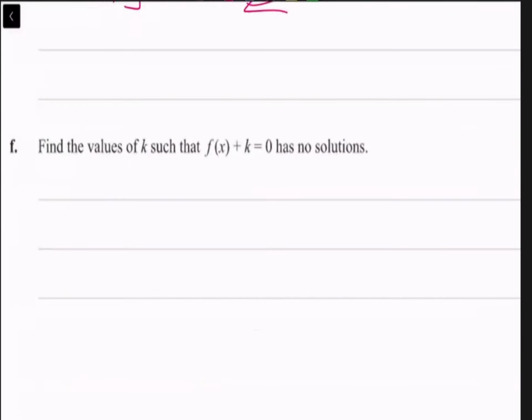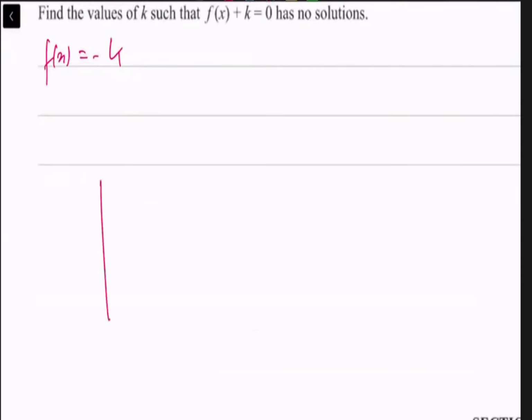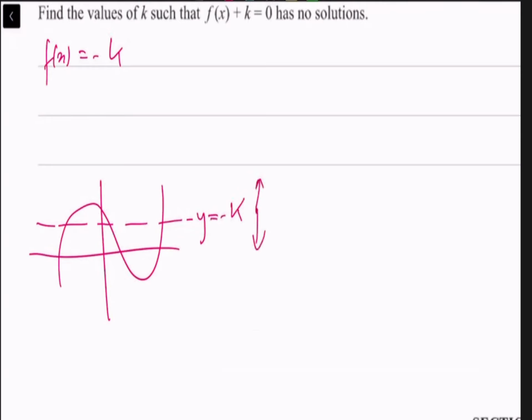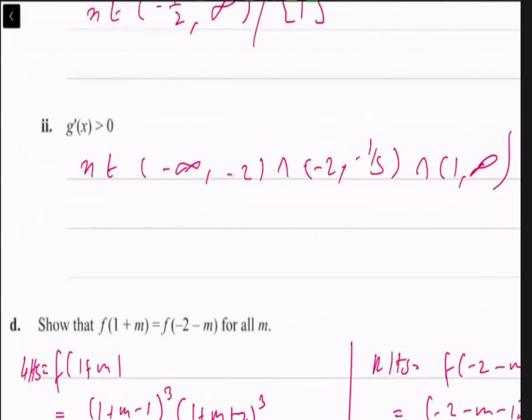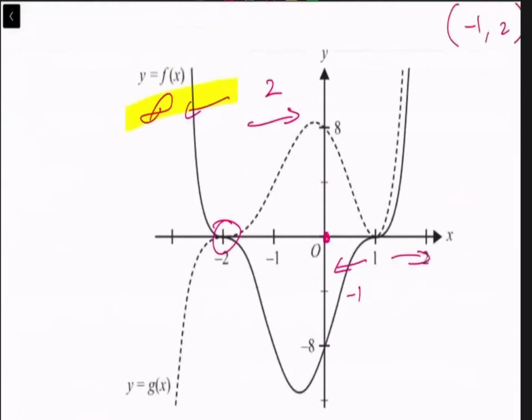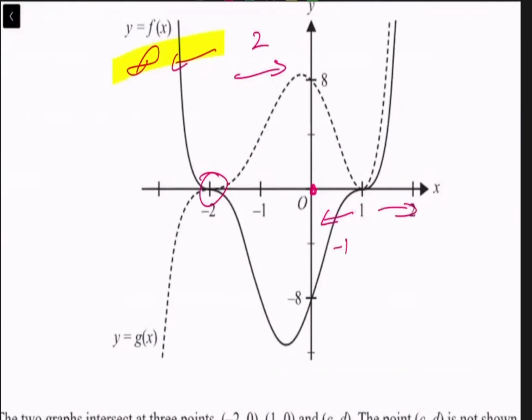So to find values of k for which this has no solution, the easiest way to think about it is to equate it to -k. Then think about it like you have a graph here, and you're moving a line of y equals -k up and down, testing for which values you only have one solution. If you move it past this maximum here, you're only going to get one value, and if you move it lower than this maximum here, you're also only going to get one value. Then you just apply that to the graph of this, so g(x), or no, sorry, this is f(x).